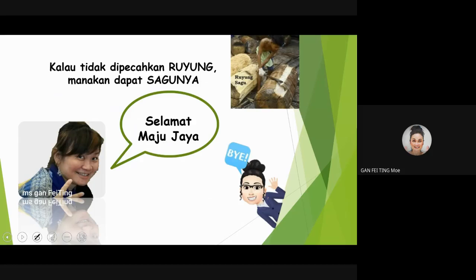So my last word to you. Kalau tidak dipecahkan ruyung, manakan dapat sagu. You know the sagu? The Sarawakians like the sagu. So you have to get the pokok, you have to open it up, then only you can get it. Okay? So that's my sharing with you.